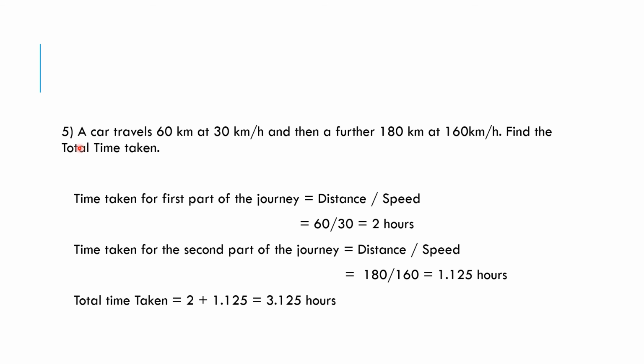Okay. A car travels 60 kilometers at 30 km per hour and then a further 180 km at 160 km per hour. Find the total time taken. Now time taken for the first part of the journey is distance over speed. That is 60 over 30, that is 2 hours. Time taken for the second part of the journey is distance over speed, that is 180 over 160, that is 1.125 hours. So the total time taken is 2 plus 1.125, that is 3.125 hours. So the total time taken is 3.125 hours.